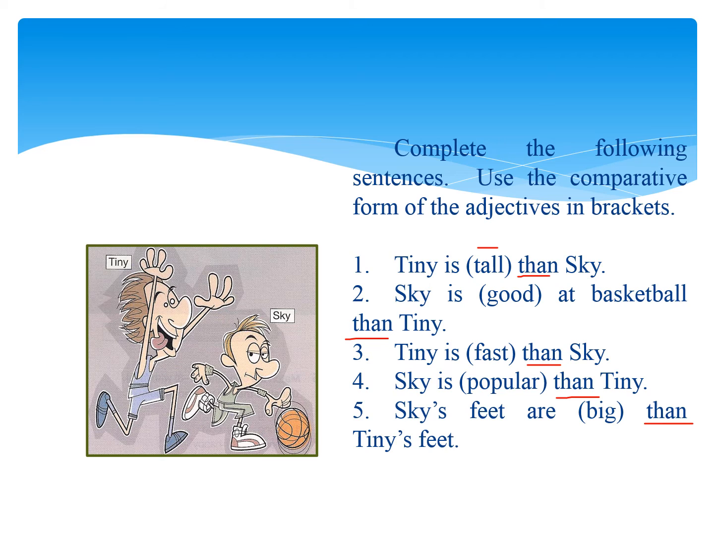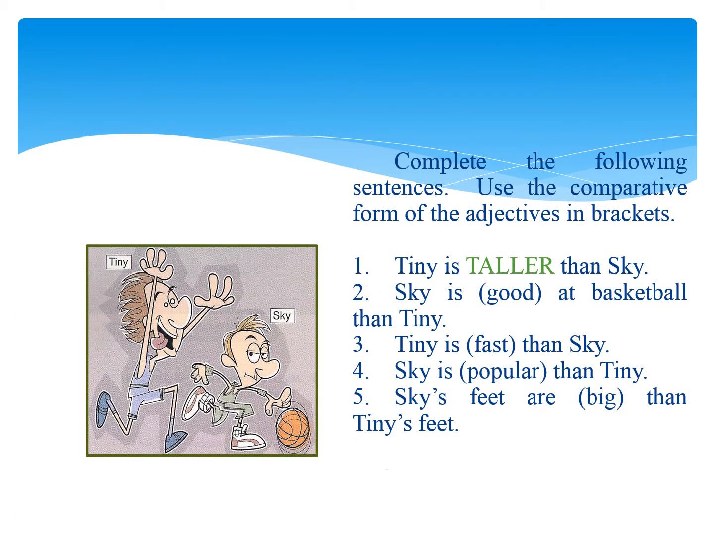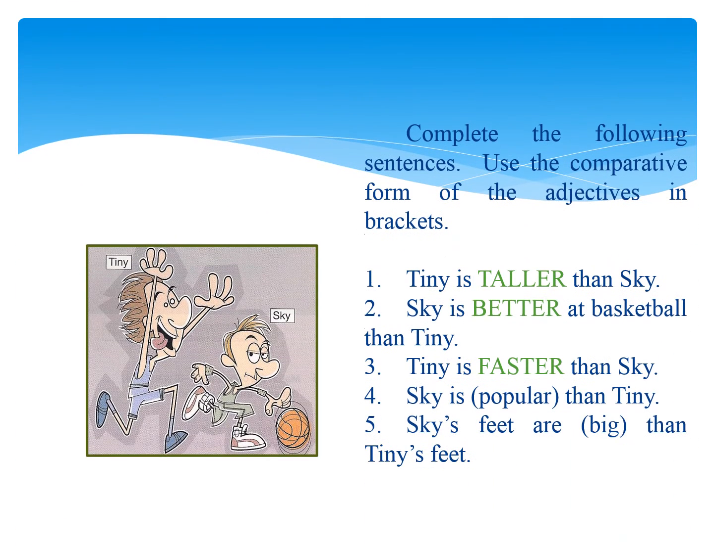So Tiny is taller than Sky. And Sky is better. Now remember that good is an irregular comparative adjective, so we are not going to say gooder or something like this. It's better than Tiny. Tiny is, yes, this is again a short adjective. Nice. Popular is a long adjective, I think.